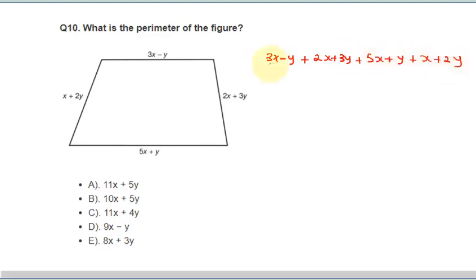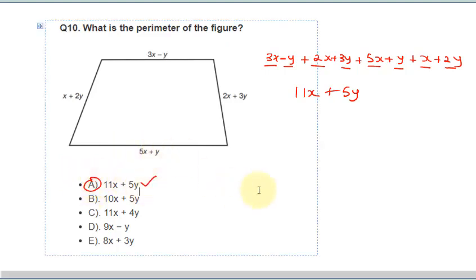So we'll sum up all the x. 3x plus 2x is going to give us 5x. 5x plus 5x is going to give us 10x. So plus x is going to give us 11x. And here you have minus y plus 3y is going to give us 2y. 2y plus y is going to give us 3y, plus 2y, and that's 5y. So when you sum up all the x variables and sum up all the y variables, you're going to get your answer. And the correct answer here is option A.